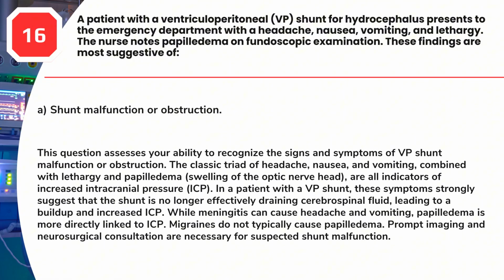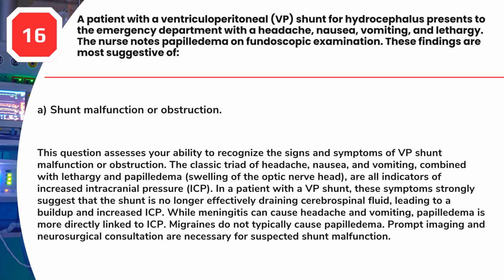Answer: A. Shunt malfunction or obstruction. This question assesses your ability to recognize the signs and symptoms of VP shunt malfunction or obstruction. The classic triad of headache, nausea, and vomiting, combined with lethargy and papilledema, swelling of the optic nerve head, are all indicators of increased intracranial pressure, ICP.